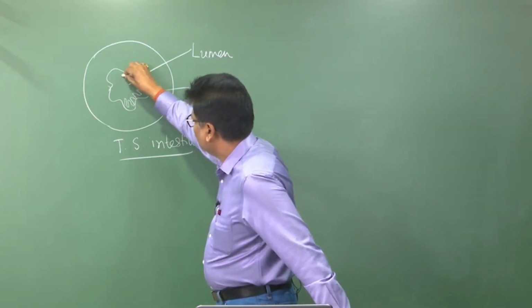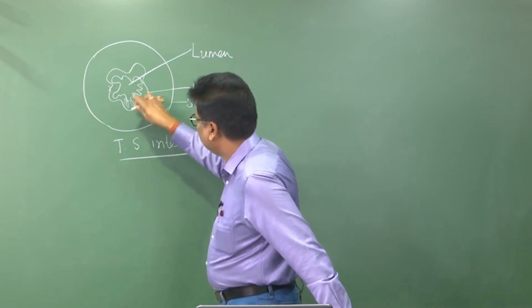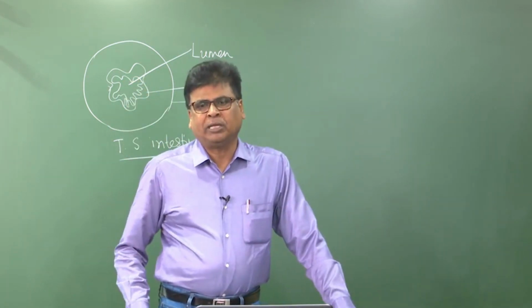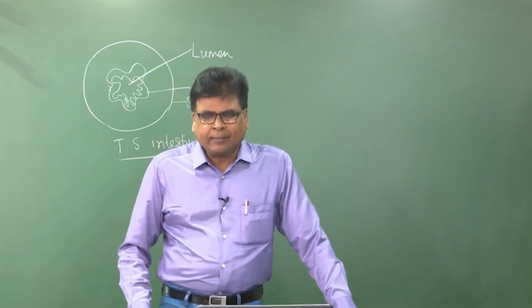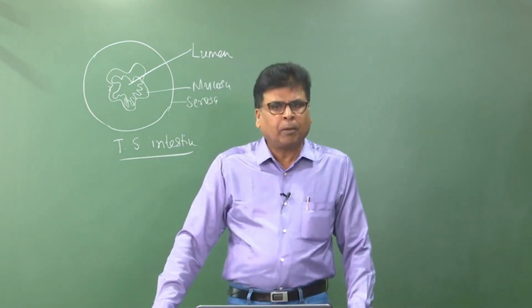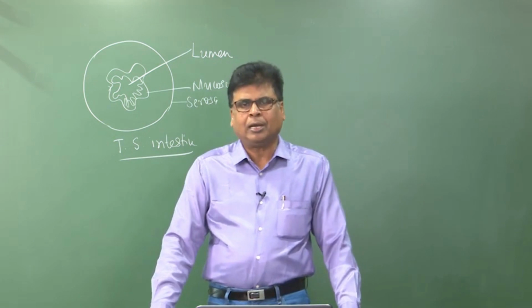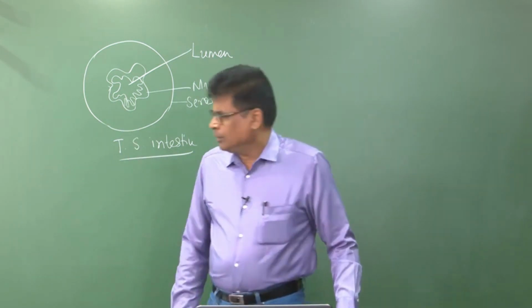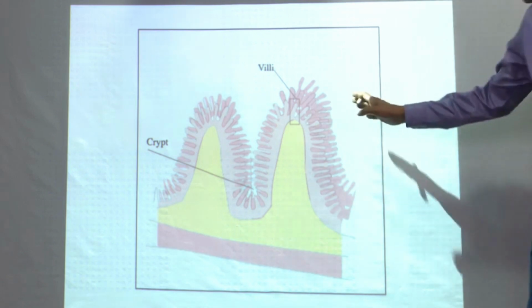They are produced from the finger like projections of the mucous membrane of the intestine, and these villi help, number one, in absorption of the food material and provide a large surface area. So you just see the picture. I am showing a part of this one.